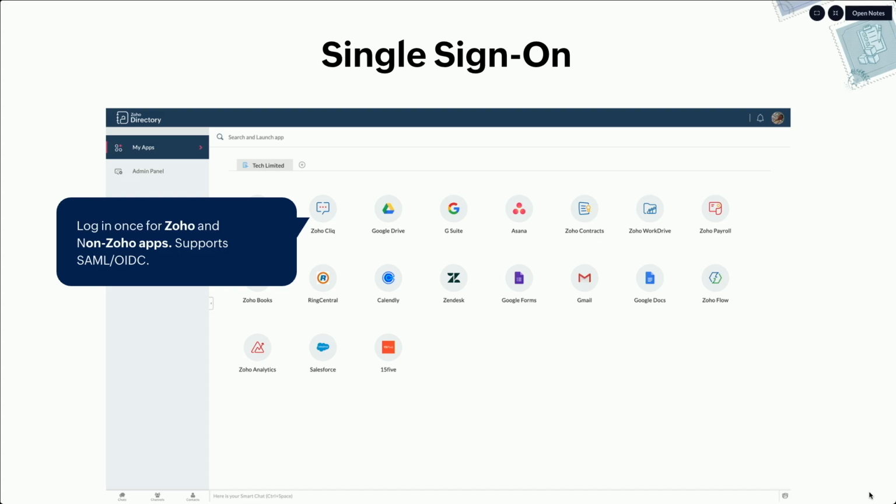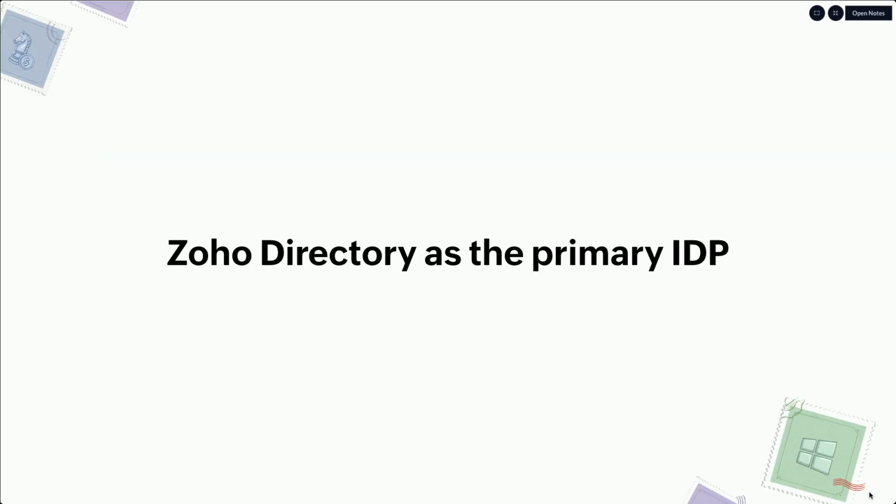So single sign-on provides access for the users to log in using their existing identity provider. So you can choose between one of these identity providers, or you have an option to create your own custom identity providers within directory. And this next scenario is where we had a customer who wanted to use Zoho Directory as their primary identity provider.